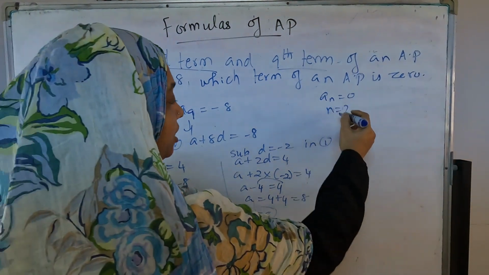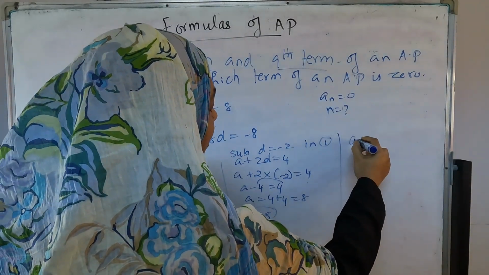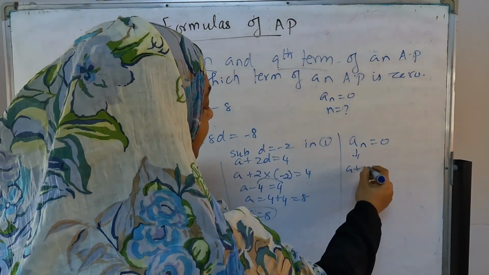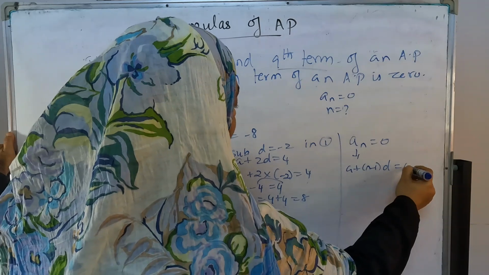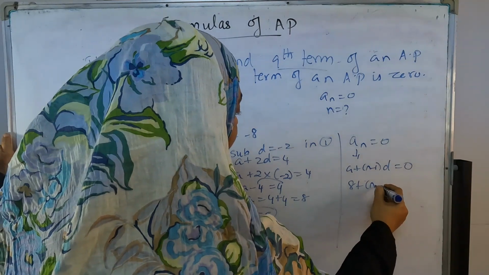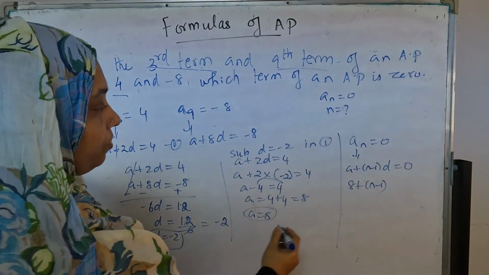From this one we can check, what is the nth term of that one? So A_n is 0. Okay, this we will expand. A plus n minus 1 into D equal to 0. A is what? 8. N minus 1, and D is what? Minus 2.